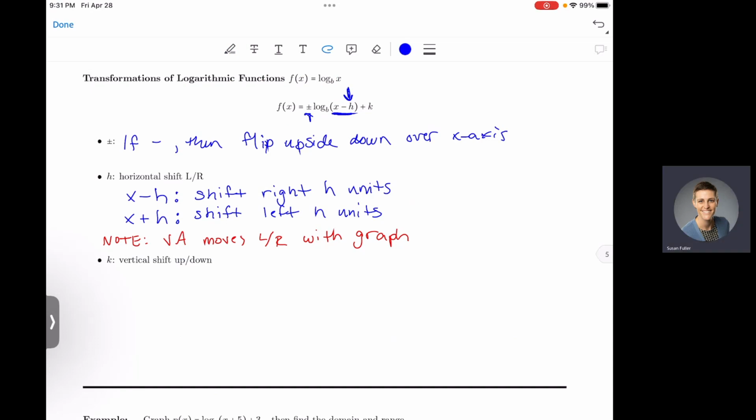And then finally, this k outside here, because we're adding outside to y, this is going to shift us up and down. And when we add to the outside, it moves the way you think it will. So if you have a plus k out there, that is going to shift you up vertically k units. And if you have minus k out there, that is going to shift you down by k units.